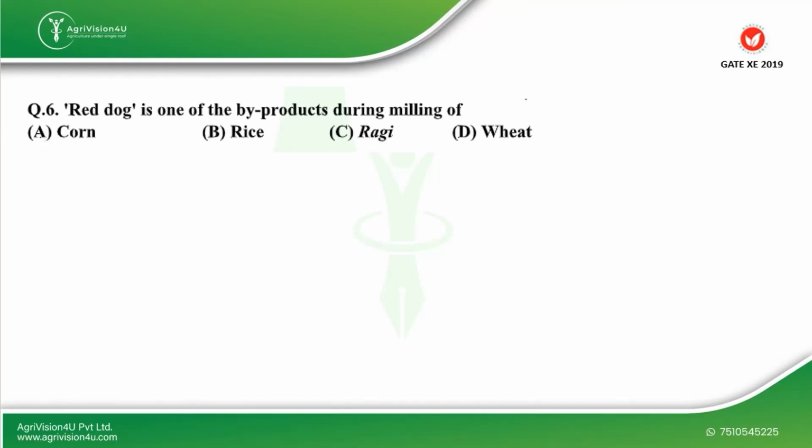Question 6. Red dog is one of the byproducts during milling of. Options are corn, rice, ragi and wheat. So over here my correct option will be D, that is wheat. Wheat red dog is actually used as a major source of protein and energy in animal feed. It basically consists of the aleurone layer that lies between the bran and the endosperm, along with small particles of bran, germ and flour. So over here my correct option is D.